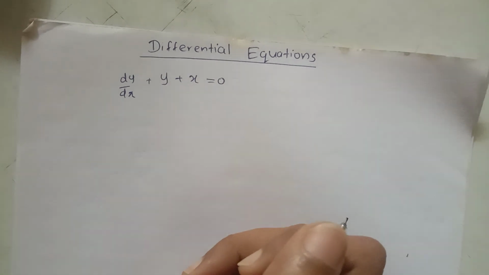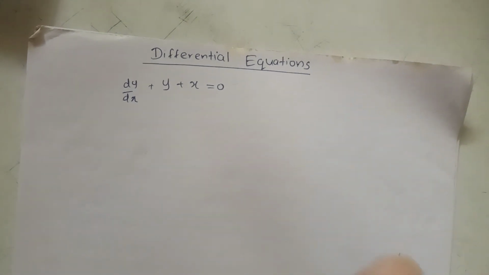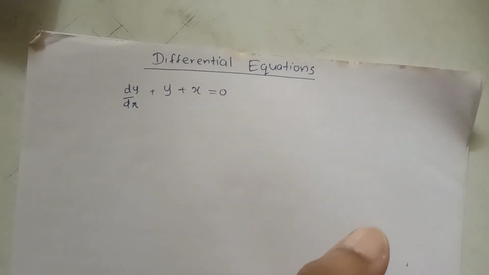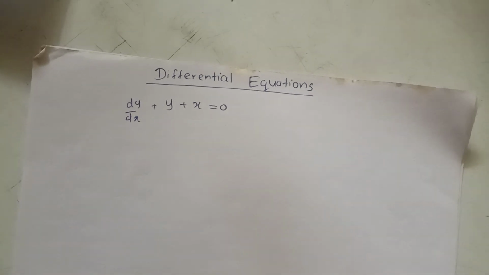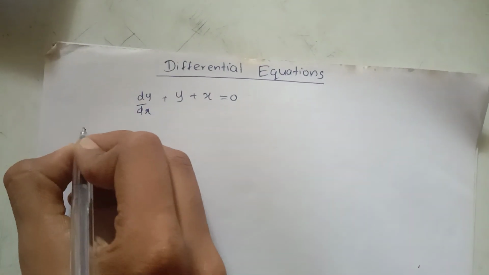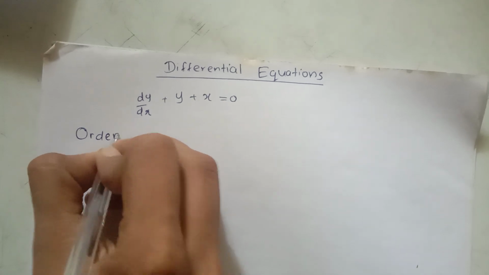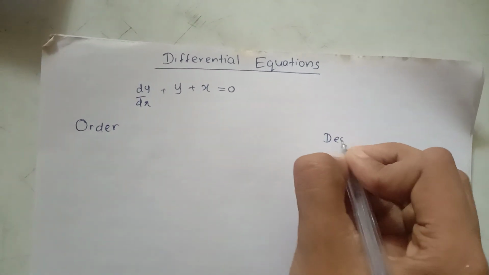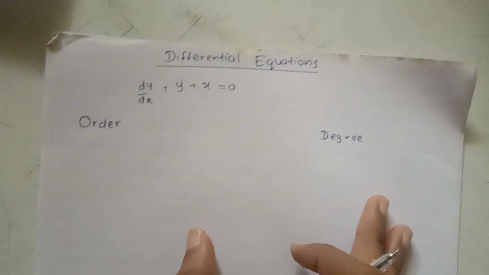So when it comes to differential equations, we have to define two terms, which are order and degree. So what is order?